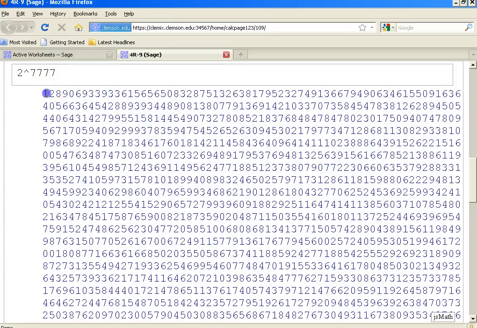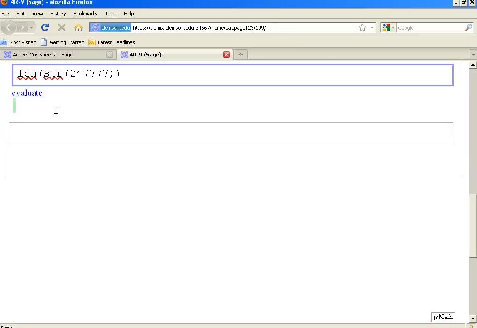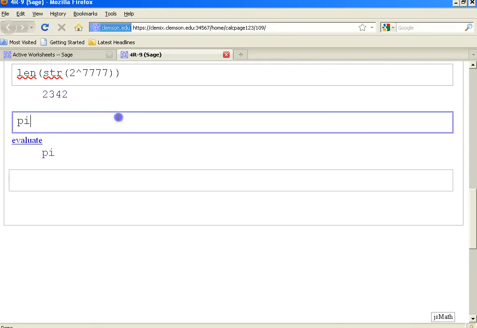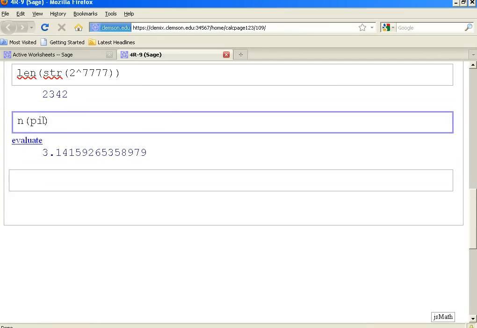Yeah, trillion is only like about here. Or maybe here. Okay? Well, I could find out how many digits that is. It's 2,300 digits. You want to memorize pi? Yes. 3.145. Digits of pi.